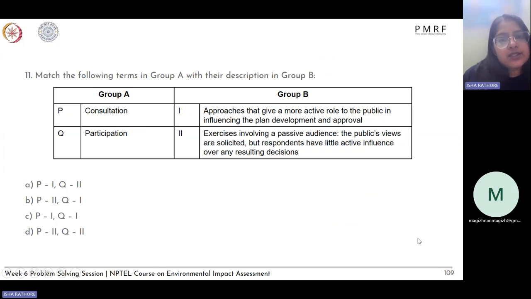Okay, moving on to the next question. So match the following terms in Group A with their description in Group B. In Group A, we have consultation and participation, and in Group B, we have their definitions. So the correct answer is B, that is, consultation are exercises involving a passive audience. The public's views are solicited, but respondents have little active influence over any resulting decisions. And Q, participation matches with one, which is approaches that give a more active role to the public in influencing the plan development and approval. So Q matches with one. So the correct answer is B, that is P matches with two and Q matches with one.